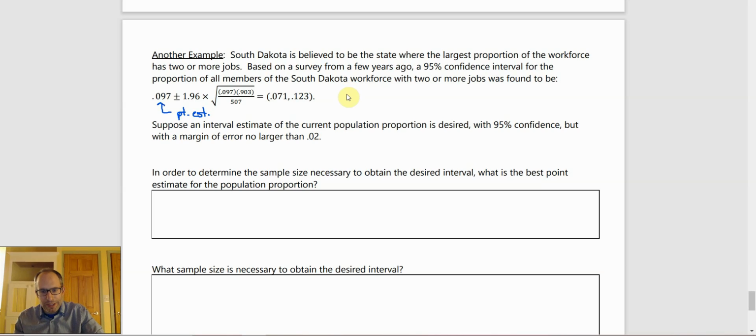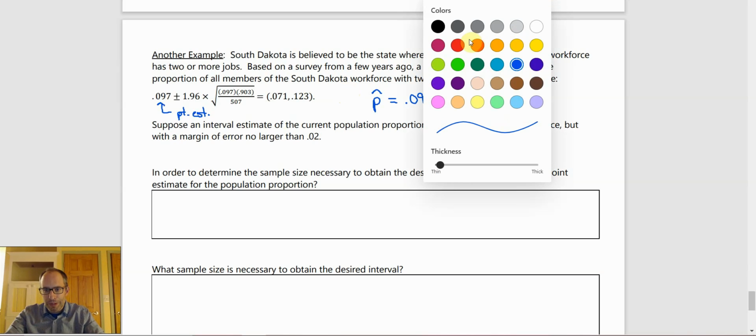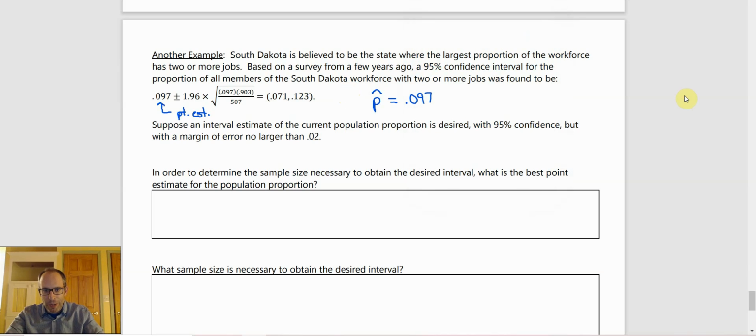So that means that what we know from that interval over there to the left of where I'm writing is that p hat must be 0.097. Okay, good. And notice what we've got here. These are going to be important things in a minute. We want an interval estimate with 95% confidence, but margin of error no larger than 0.02. We're going to need that piece as well.